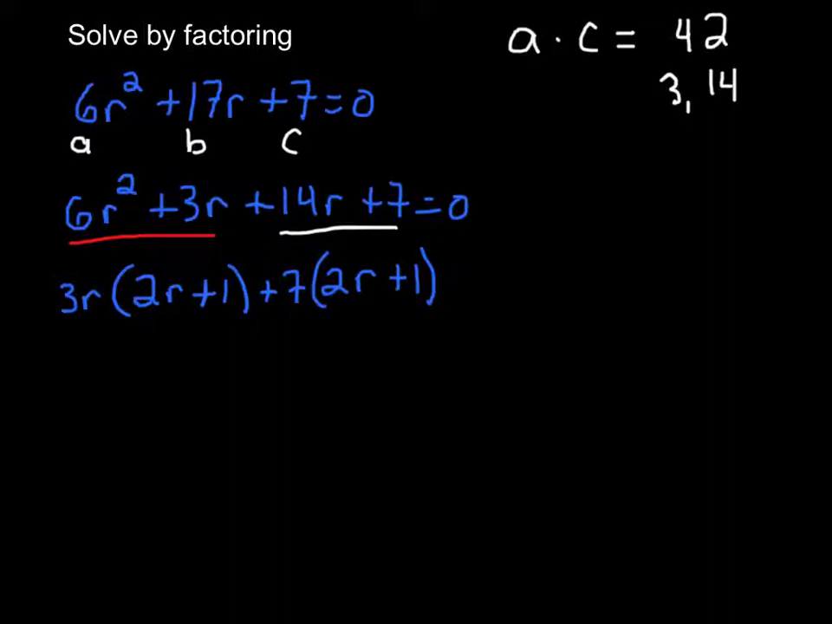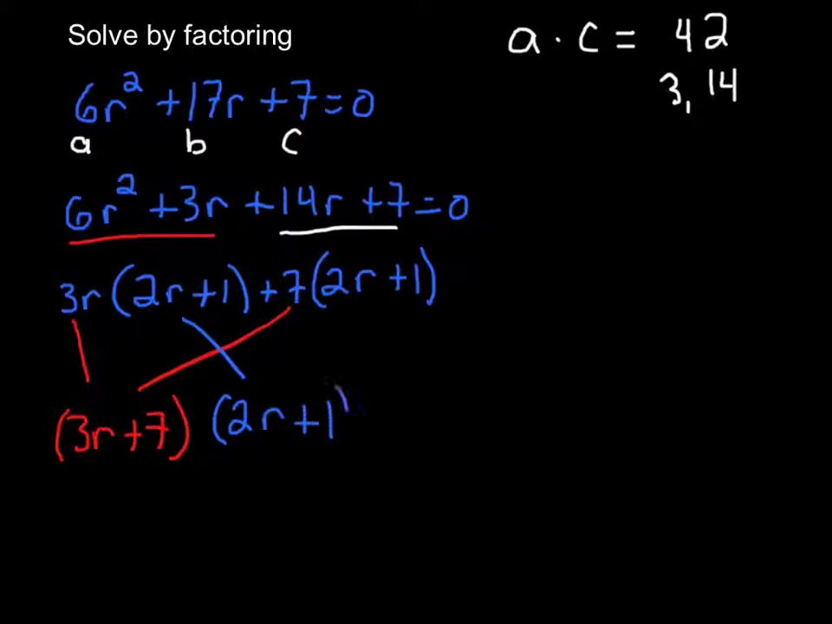Now what we're going to do is rewrite this as two binomials. And let me show you where I'm getting these. I'm going to take this 3r and this 7, and I'm going to rewrite one: 3r plus 7. Now I'm going to take my 2r plus 1, I'll do that one in blue, 2r plus 1, excuse me. That's where I'm getting those. It's the same one, I just write it once. Equals 0. Now I've successfully factored this one.